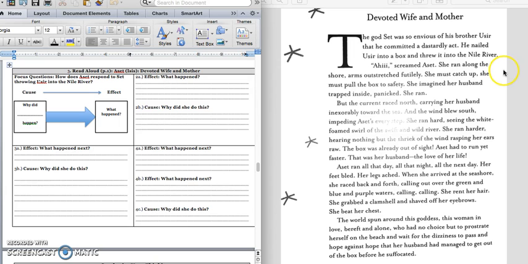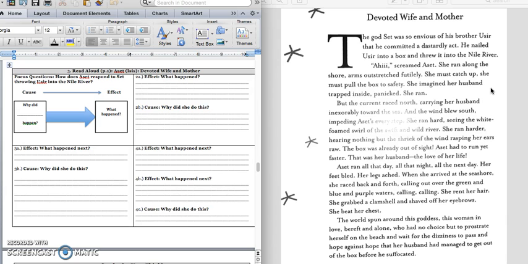Screamed Aset. She ran along the shore, arms outstretched futilely. And we know now that she's not going to catch him. She's running down the shore, but our author told us her efforts are futile. She's going to be unsuccessful. She must catch up. She must pull the box to safety. She imagined her husband trapped inside, panicked.